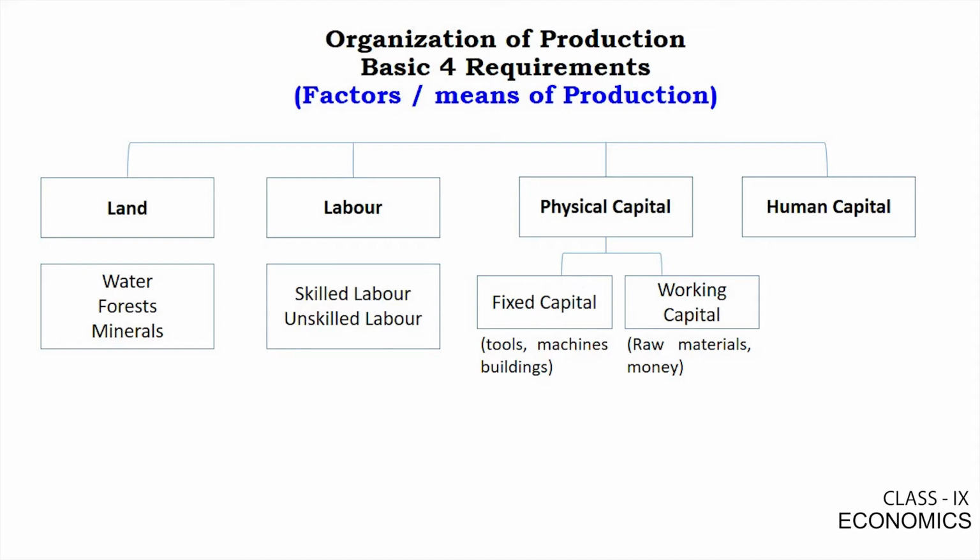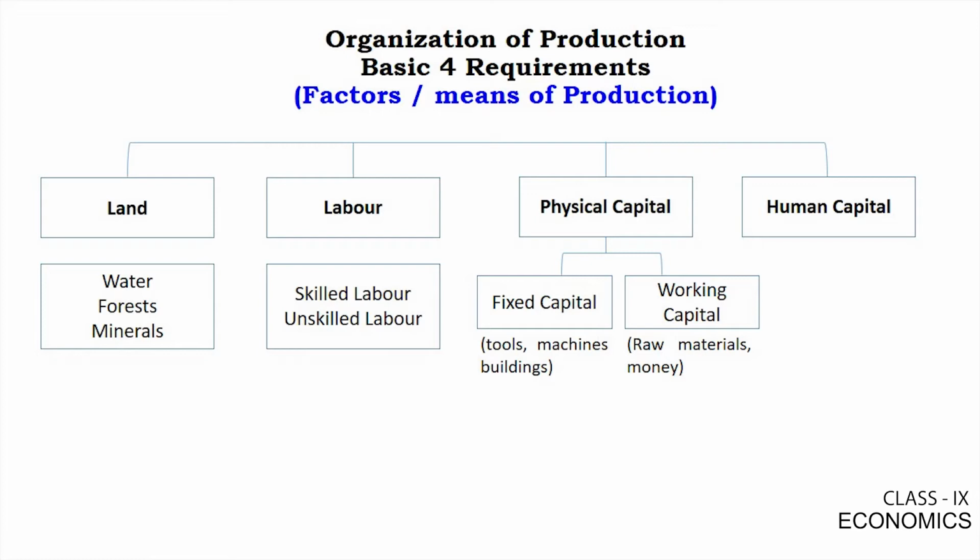Regarding capital, what do you mean by physical capital? The inputs we need in order to carry out production activities are called physical capital. In physical capital, again we have 2, fixed capital and working capital. And what is the difference between these 2? From the name itself, you could guess. What do you mean by fixed capital? If capital or money is invested for a long period of time, that is called fixed capital. For example, tools, machines, buildings. Once constructed, a building should remain for at least 40 to 50 years. Such a type of capital is called fixed capital. And what do you mean by working capital?